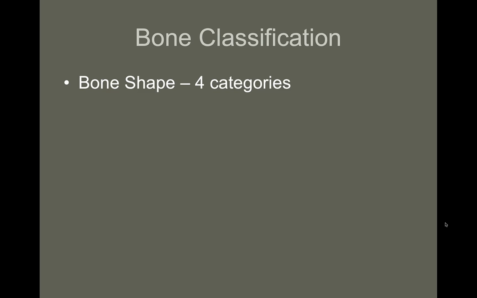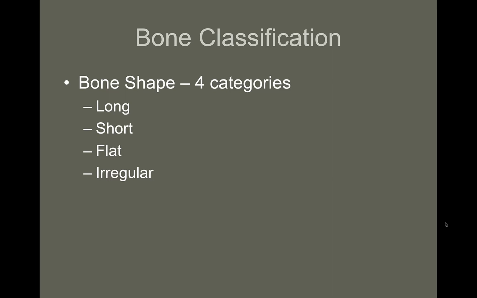So we can classify bones by their shape into 4 different categories. We can have long bones, so they are longer than they are wide. Short bones, which are about the same length as they are in width. Flat bones, well, they're flat or slightly curved. And then irregular bones that don't really fit into any of those categories.